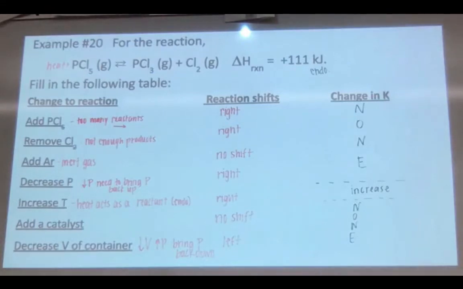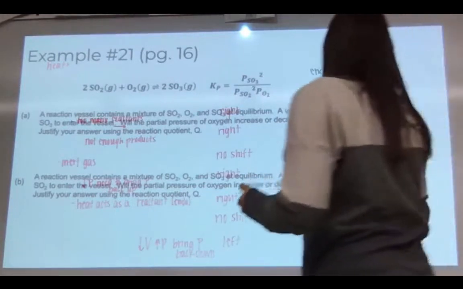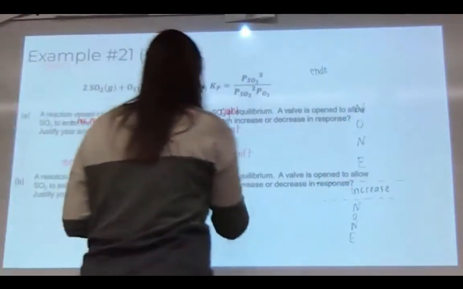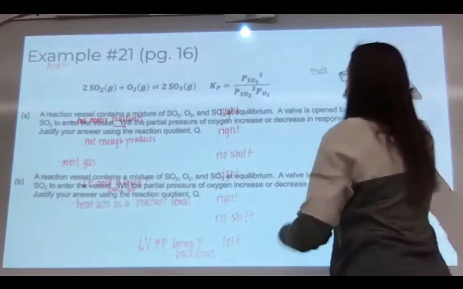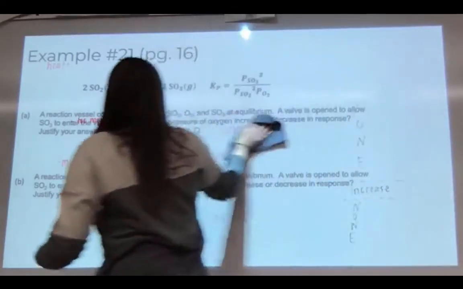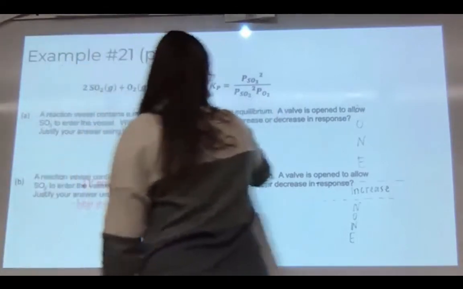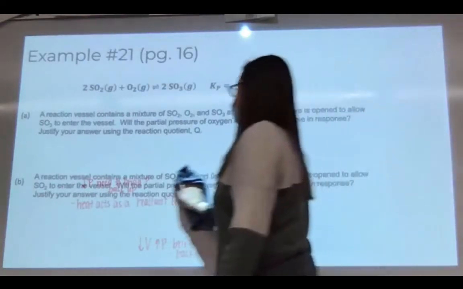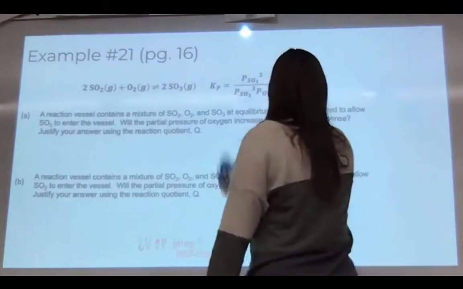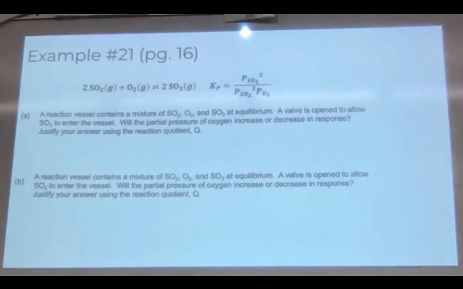So let's just at least get started on example 21. So again, these are similar to parts of free response questions where it asks you to use Q as a justification. So for example 21, it gives us this equilibrium of SO2 and O2, and it gives us the Kp expression. Now A says, a reaction vessel contains a mixture at equilibrium. So you have something at equilibrium. Then it says a valve is opened to allow SO3 to enter the vessel.